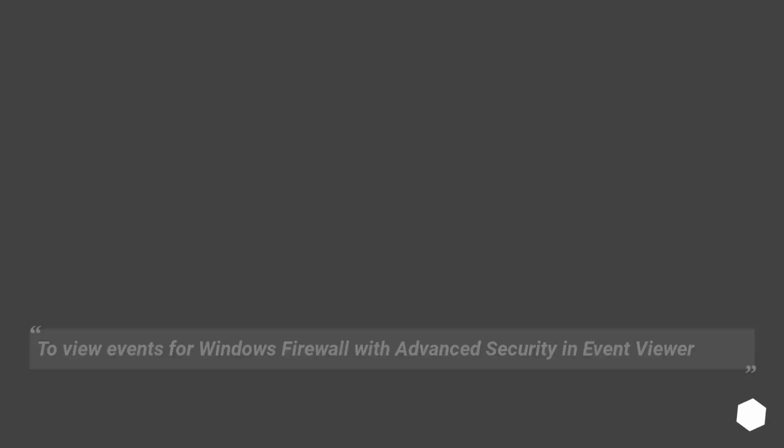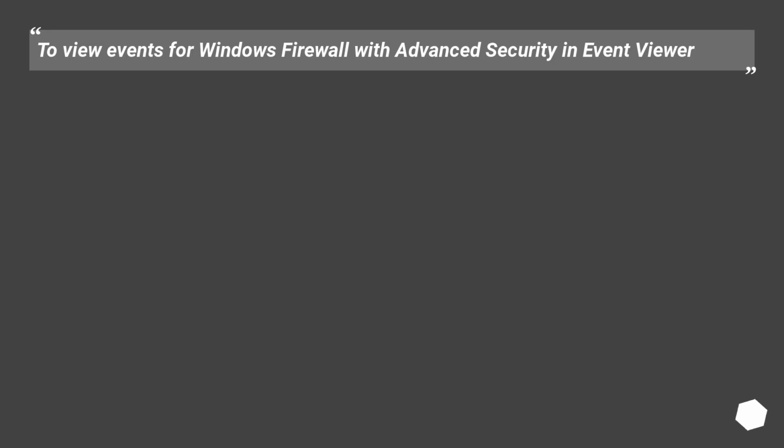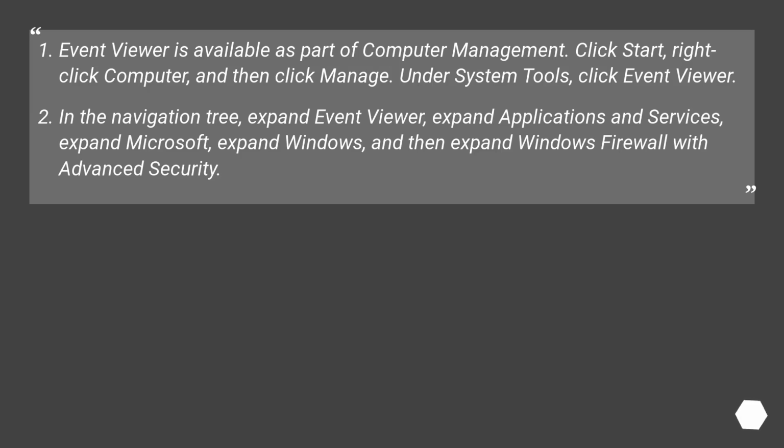Viewing firewall and IPsec events in Event Viewer. To view events for Windows Firewall with Advanced Security in Event Viewer: Event Viewer is available as part of Computer Management. Click Start, right-click Computer, and then click Manage. Under System Tools, click Event Viewer. In the navigation tree, expand Event Viewer, expand Applications and Services, expand Microsoft, expand Windows, and then expand Windows Firewall with Advanced Security.